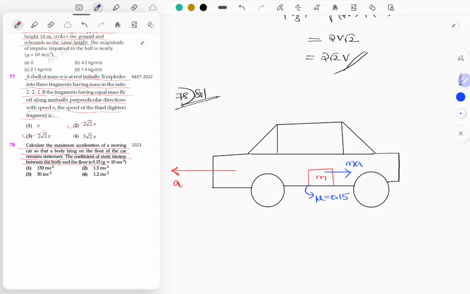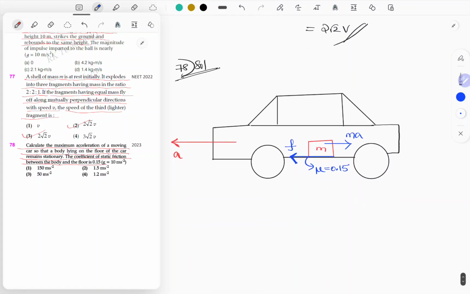Super. As this block is trying to slide towards right because of the pseudo force acting on it, there will be a frictional force which tries to stop its motion, which acts in the opposite direction of the pseudo force. They said the block remains stationary. It means those two forces must be equal and opposite in direction. Then just equate both of them. Then F is equal to ma.